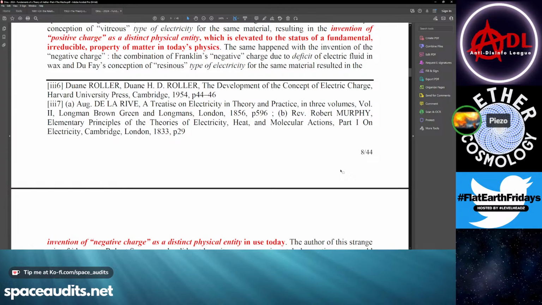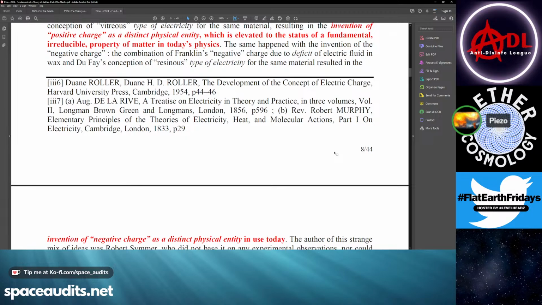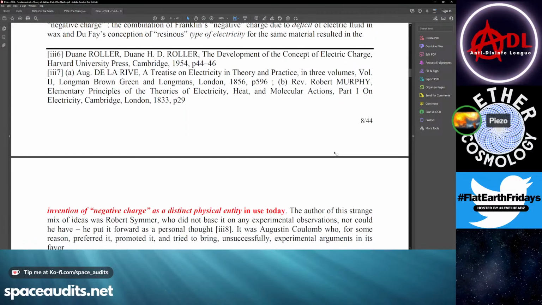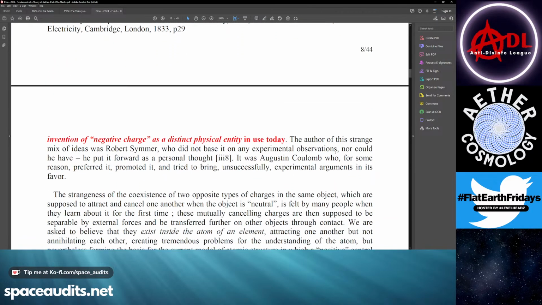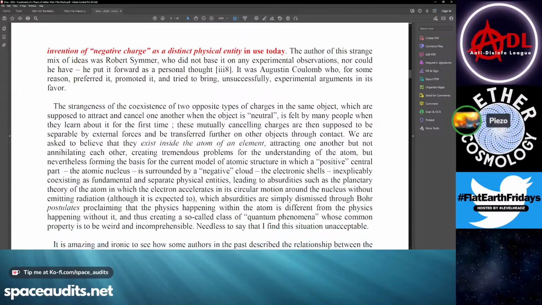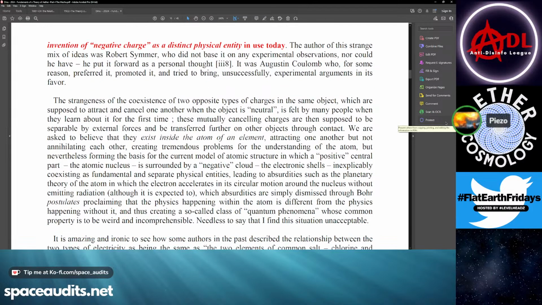The combination of Franklin's negative charge due to deficit of electric fluid in wax and Dufay's conception of resinous type of electricity for the same material resulted in the invention of negative charge as a distinct physical entity in use today. The author of this strange mix of ideas was Robert Seymour, who did not base it on any experimental observations, nor could he have. He put it forward as a personal thought. It was Augustin Coulomb who, for some reason, preferred it, promoted it, and tried to bring, unsuccessfully, experimental arguments in its favor.